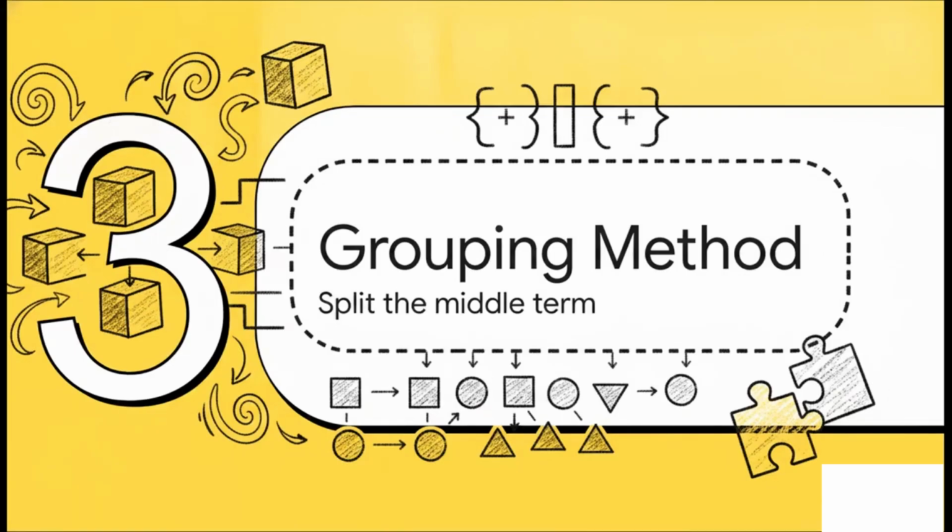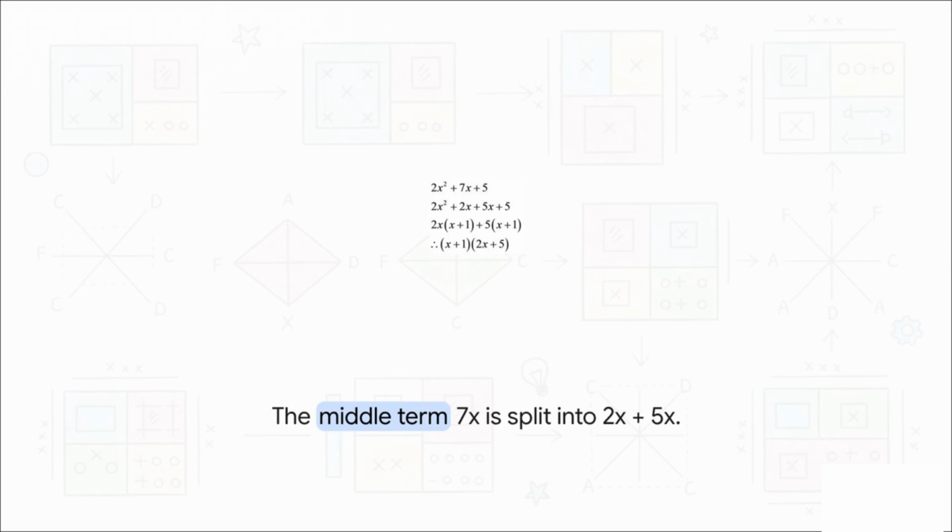Up next, Section 3, factoring by grouping. So remember that original equation, 2x squared plus 7x plus 5? We take that middle 7x and we literally split it apart, using our winning numbers, the 2 and 5. So it becomes 2x squared plus 2x plus 5x plus 5. Notice we haven't actually changed the value of the equation at all, right? 2x plus 5x is still 7x.